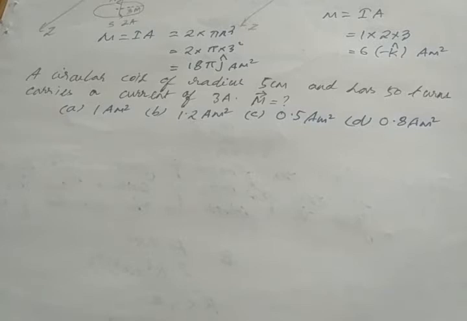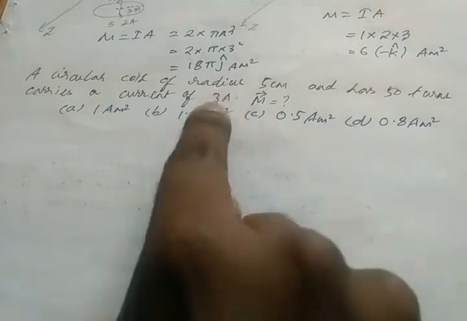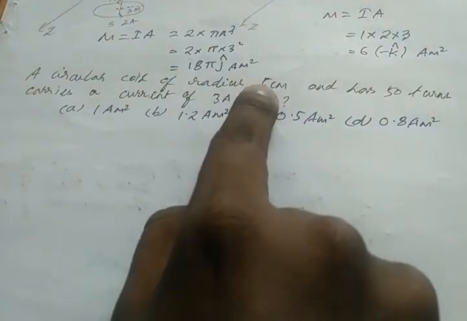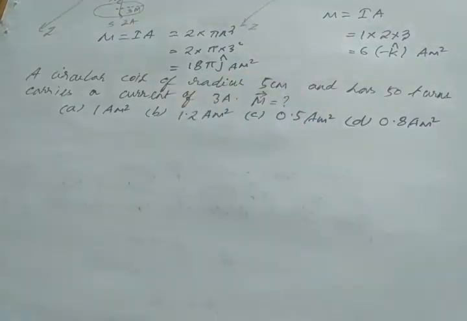So what are the given data? Radius is given. Okay, a circular coil, so we can find the area by using the pi r square formula, and it has 50 turns. What to do with 50 turns? As I said earlier, whenever the turns are given, you just multiply it with the answer. Okay, 50 turns given and the current is 3 ampere. So the formula is M equal to NIA. What is N? N is 50 turns. What is I? 3 ampere. What is A? Area of the circle, so pi into 5 square. If you put all the values, then you will get the answer. Okay, find the answer, post it in the group.